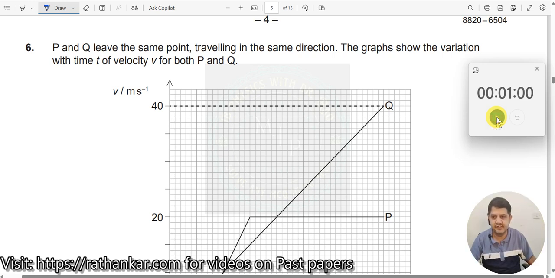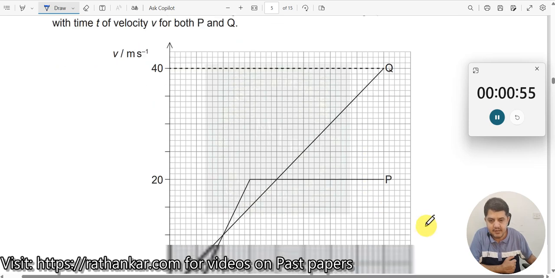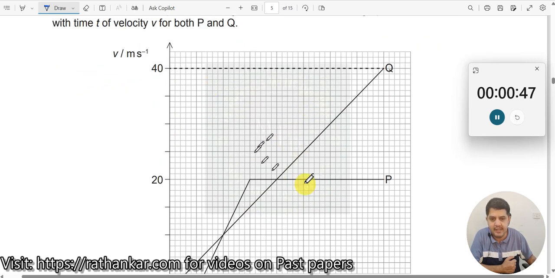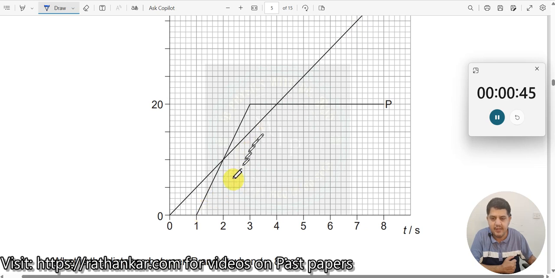Question number 6. P and Q leave the same point traveling in the same direction. P and Q are two objects, two cars, whatever it is. The graph shows the variation with time t of the velocity v, both P and Q. It's a Vt graph that is shown. One is showing a linear graph. The other one is showing something like a trapezoidal one.